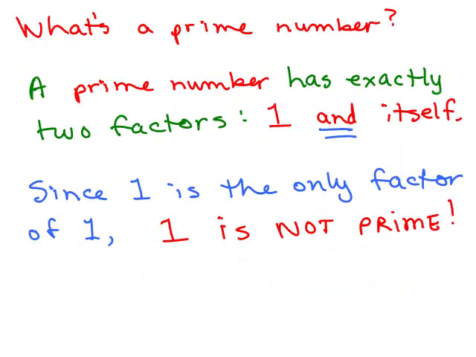The next part is, what's a prime number? Well, a prime number has exactly 2 factors, 1 and itself. Now note, 1 is the only factor of the number 1, so it doesn't have 2 factors, so the number 1 is not prime. So a prime number has exactly 2 factors, like 7. 7 is prime because the only factors of 7 are 1 and 7. No other number goes into 7 evenly.